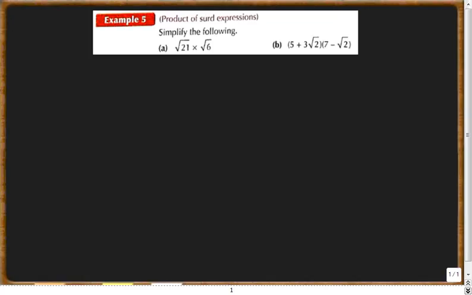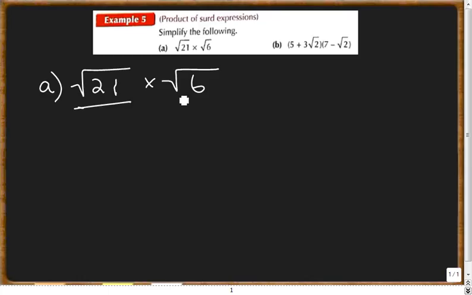Okay, example 5 asks us to simplify the following expressions. So our first expression says the square root of 21 times the square root of 6. So we really just need to put these together or break them down to start and see what kind of common terms we can see inside of them. You could, for instance, multiply both of those together, and that would make the square root of 126.